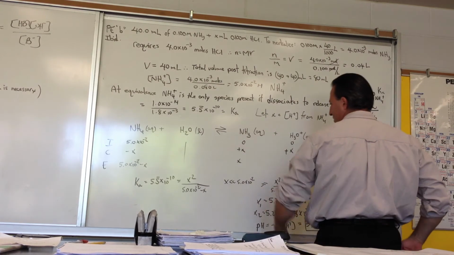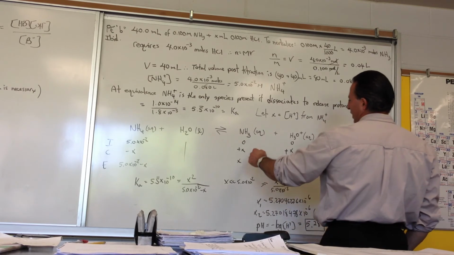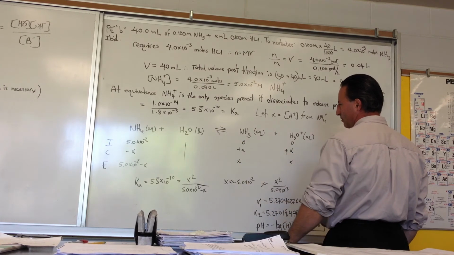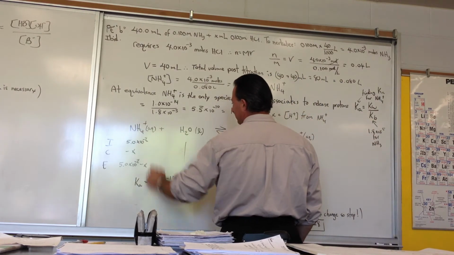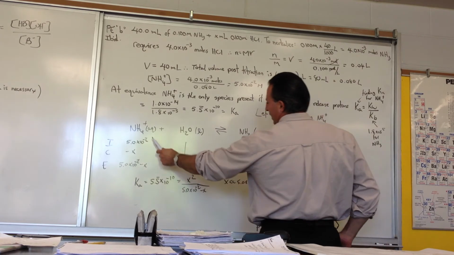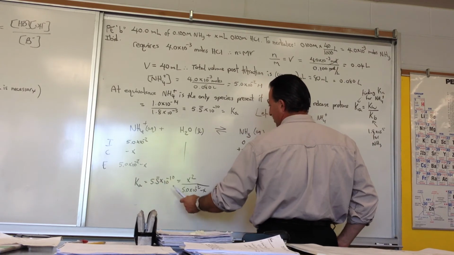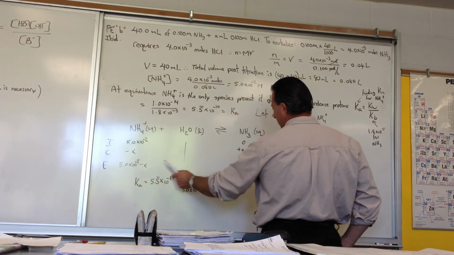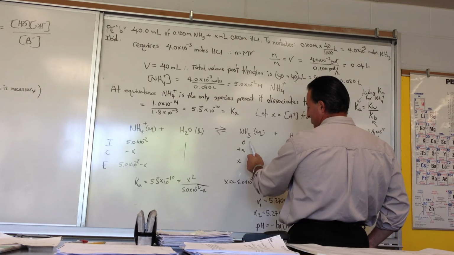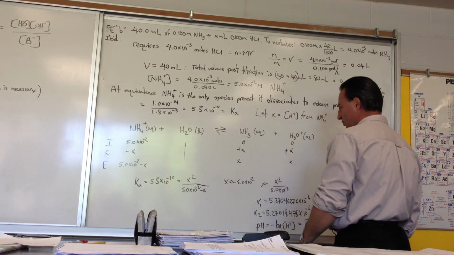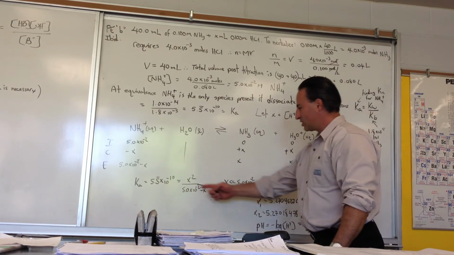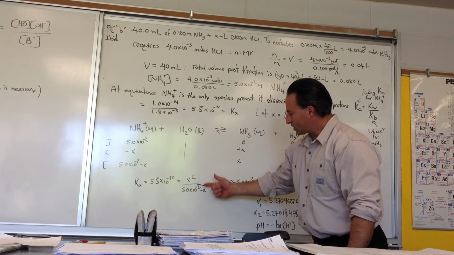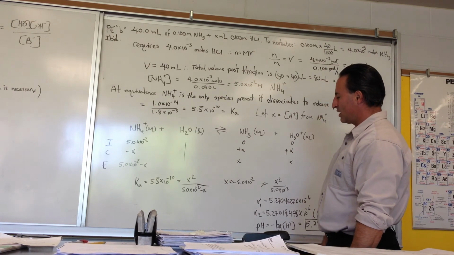We set up the regular ICE table, where we let X equal the amount of hydronium ion that forms from the presence of ammonium. An amount X of ammonium will disappear. So at equilibrium we'll have 5.0 times 10 to the minus 2 minus X of ammonium. The ammonia concentration will have increased from 0 to X, and the hydronium concentration will have increased from 0 to X. We set up the equation Ka is equal to this number, which we calculated earlier, and that equals X squared over 5.0 times 10 to the minus 2 minus X.